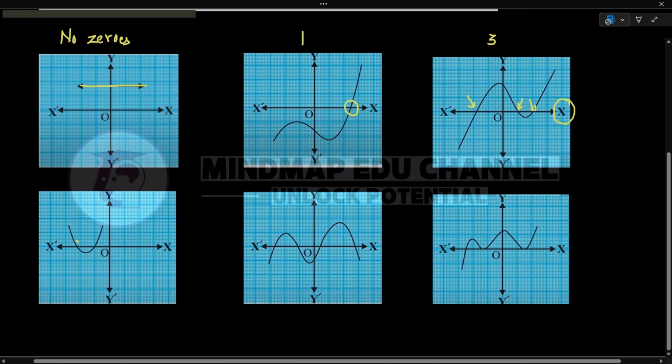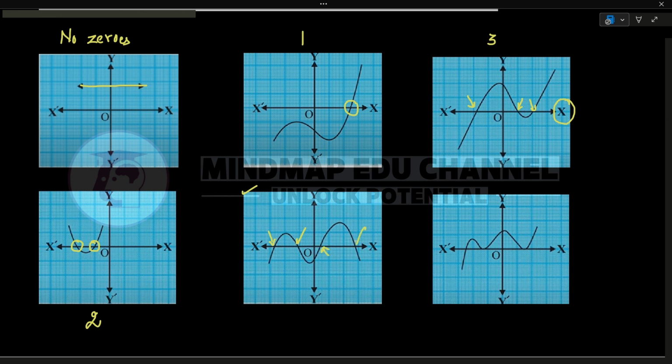And here it's touching 1 time, 2 times. So the number of zeros it will have is 2. What can you say about this graph? So here it's touching once, twice, here it's 3 times, and here it's 4 times. So this polynomial is touching the x-axis 4 times. So the number of zeros it will have is 4.